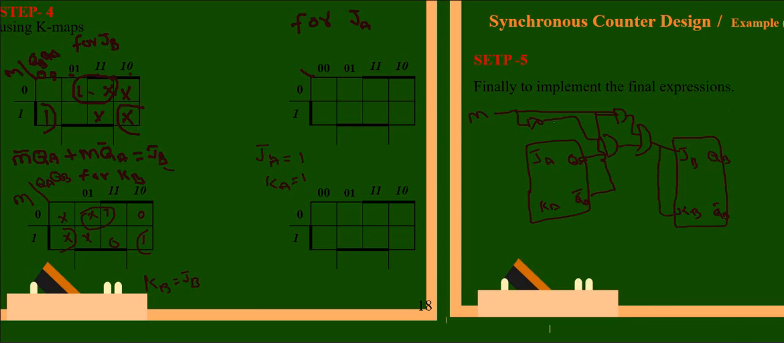We know that JA and KA are both 1, so short JA and KA and make them high. Take the clock as common, since this is synchronous, so shorting both the clocks. This is the diagram for the up and down counter. It all depends upon the value of M. Whenever M is 0, this acts as an up counter. When M is equal to 1, this acts as a down counter.